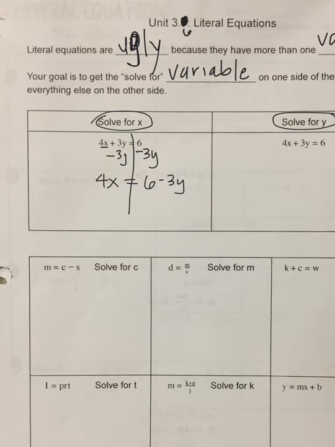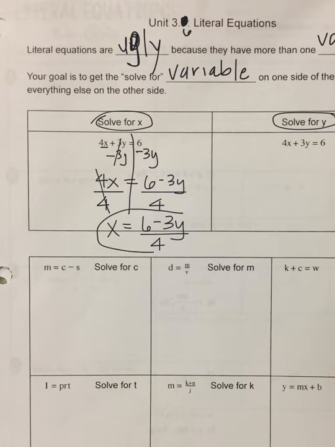Now, the x is almost by himself. He just has that 4 with him, and they are being multiplied together. So I do the opposite and divide. And I put that division bar over all of that, 6 minus 3y. And what I'm left with, I got the x by himself. I have 6 minus 3y divided by 4. And that is your answer. That's all you can do. You can't combine any terms.